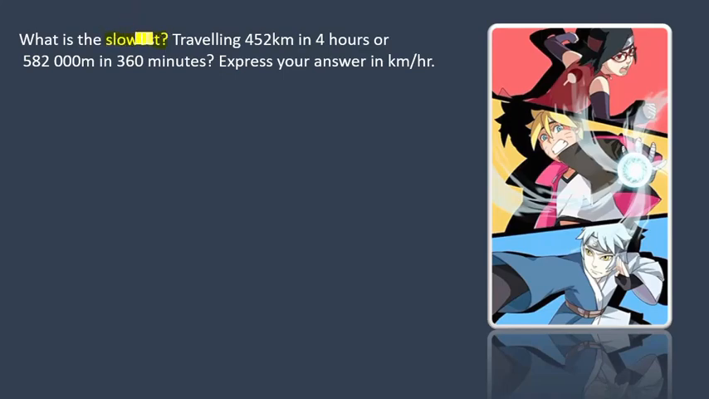Using this, we want to know what's the slowest, right? This is the question we are supposed to answer using the following details. Now, what do we have there? We have the 452 kilometers, we have the 4 hours, we have the 582,000 meters, we have the 360 minutes. Now, that's an interesting question for a grade 8 learner, but I bet if I was setting a test, you were definitely going to get something like that.